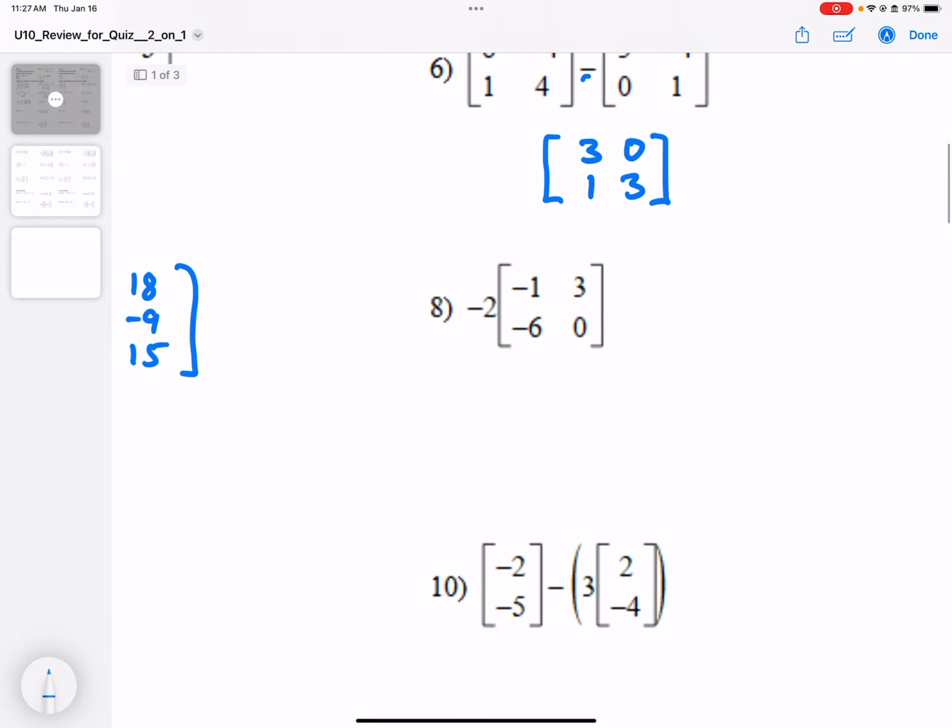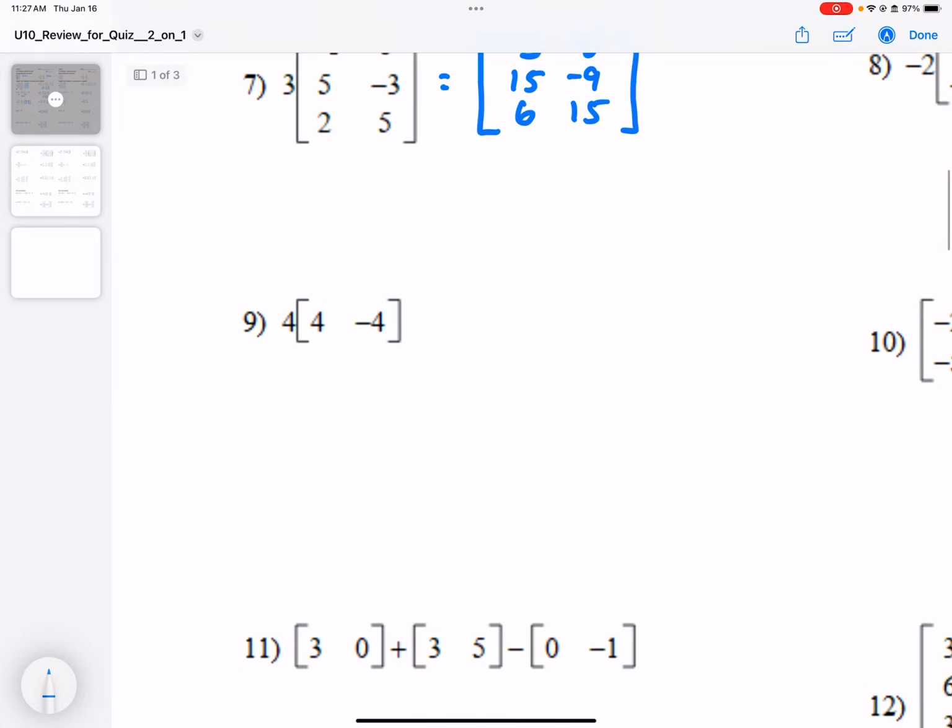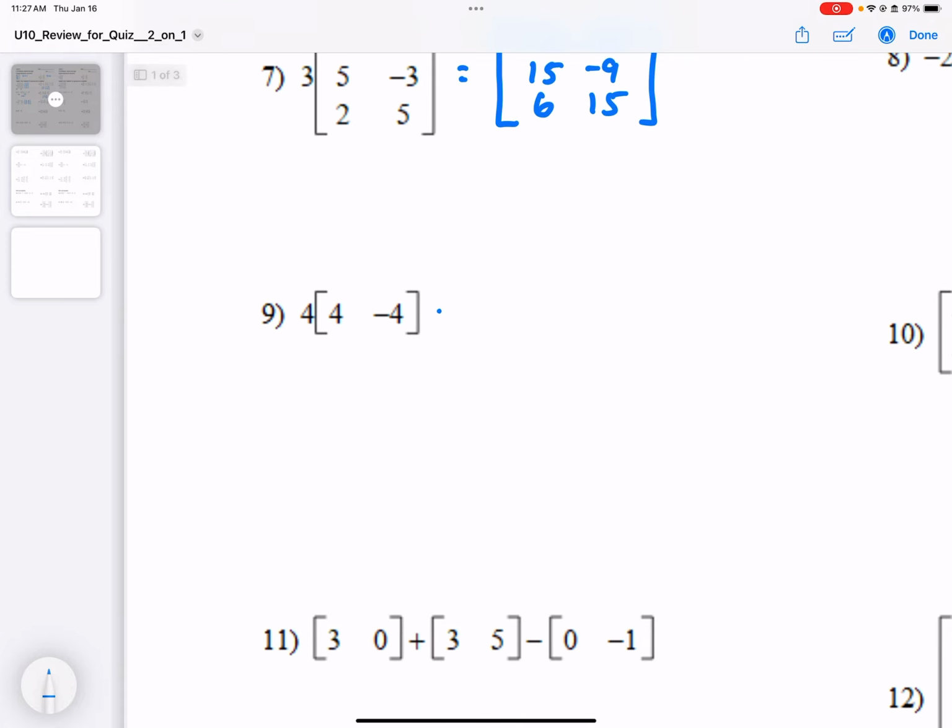Number 8, same thing, scalar multiplication. I'm just going to multiply. -2 times -1 is 2. I'll go down this time. -2 times -6 is 12. And we got -6 and 0. All right, so again, another scalar multiplication. I think this one was on the assignment. Yeah, maybe not. So 16 and -16.